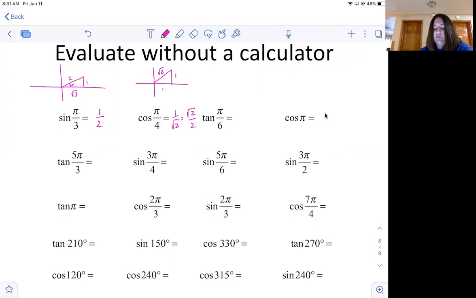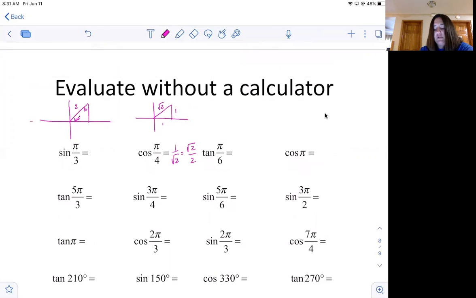Oops, I did this first one wrong. Sorry. I did 30 degrees. Actually, that does not go with 30 degrees. We have to do 60 degrees. So let's change that. So that means this is 60, this is 30. Again, the hypotenuse is 2, this side is 1, and this would be the square root of 3. So that should be square root of 3 over 2.